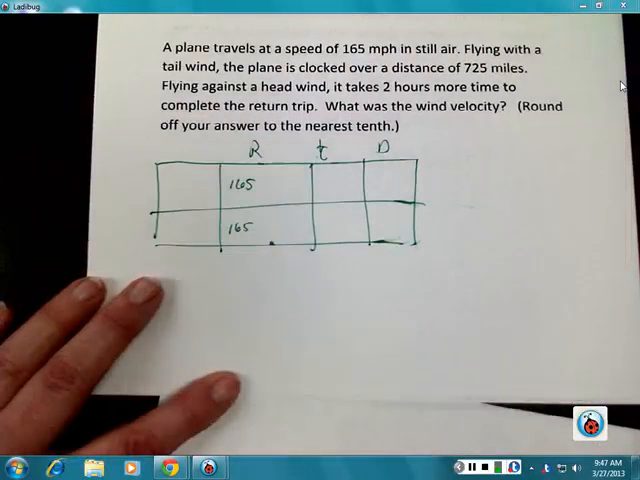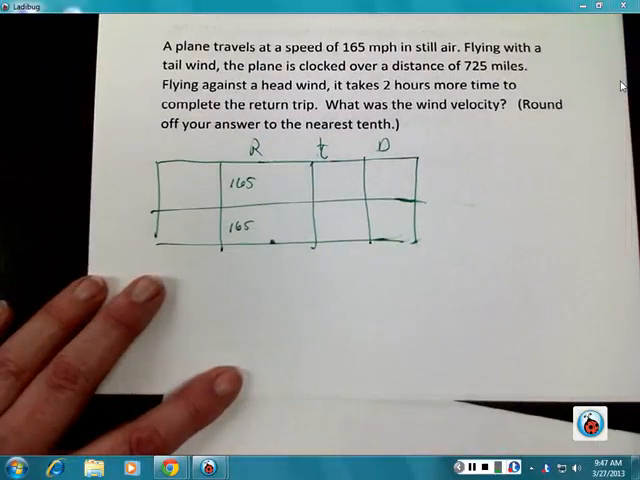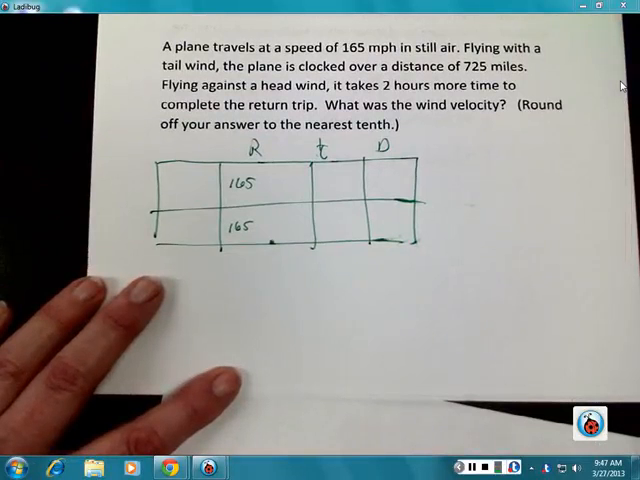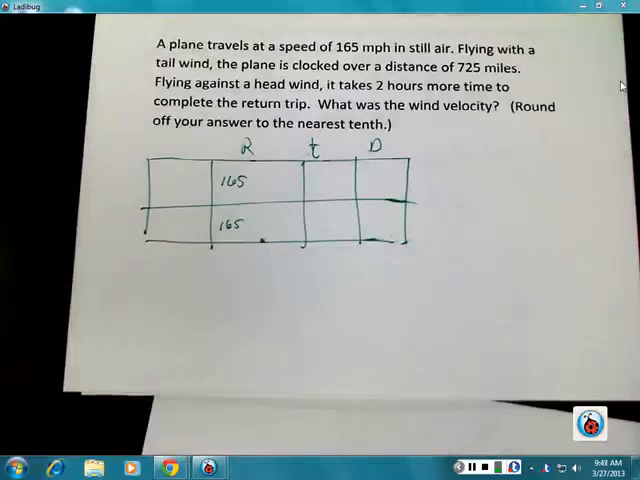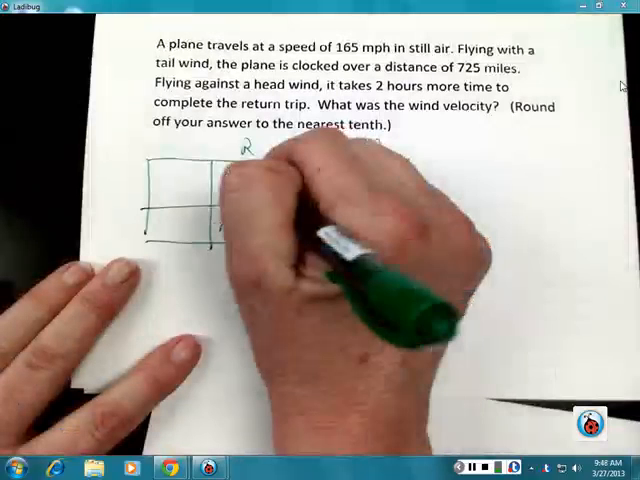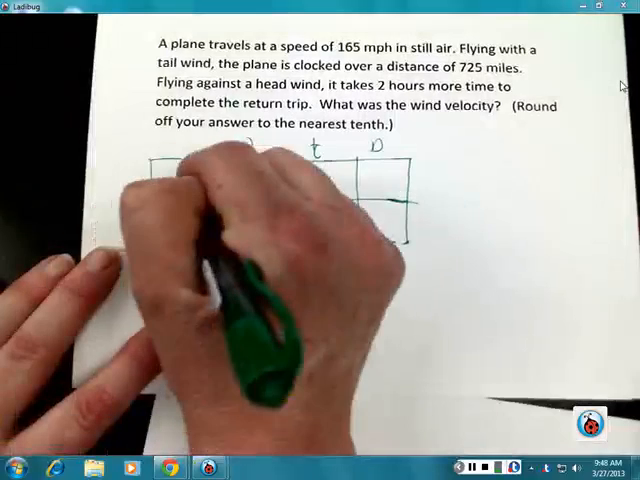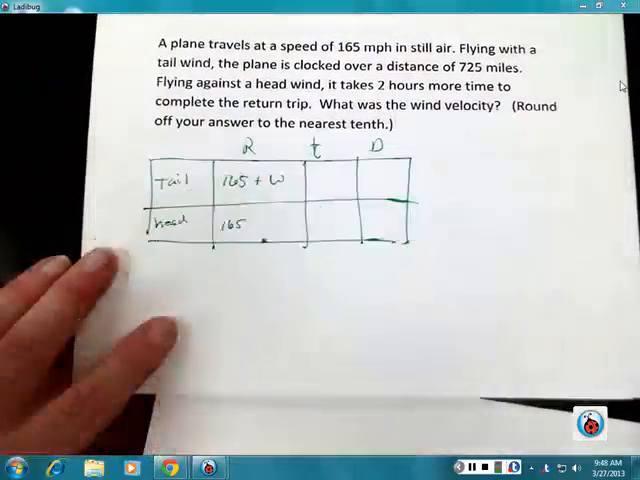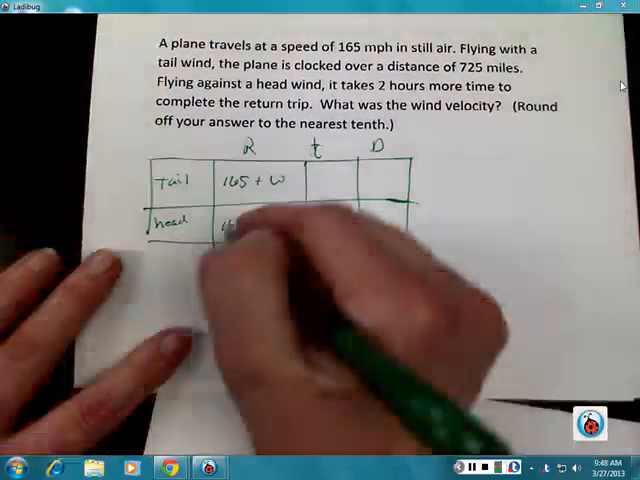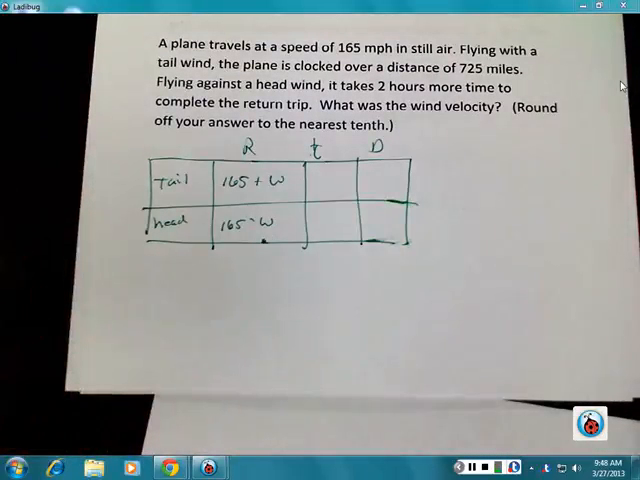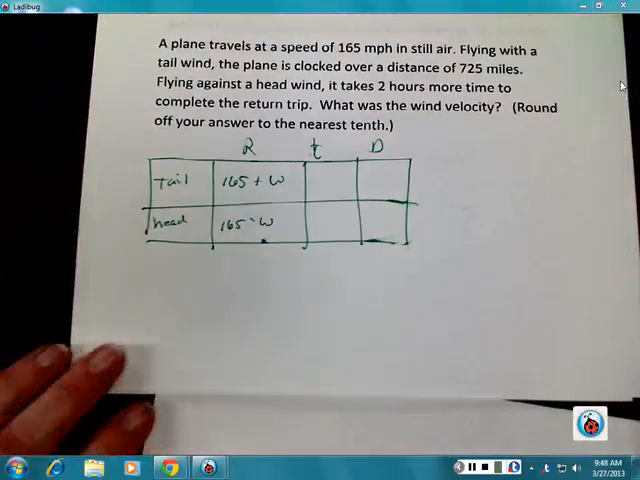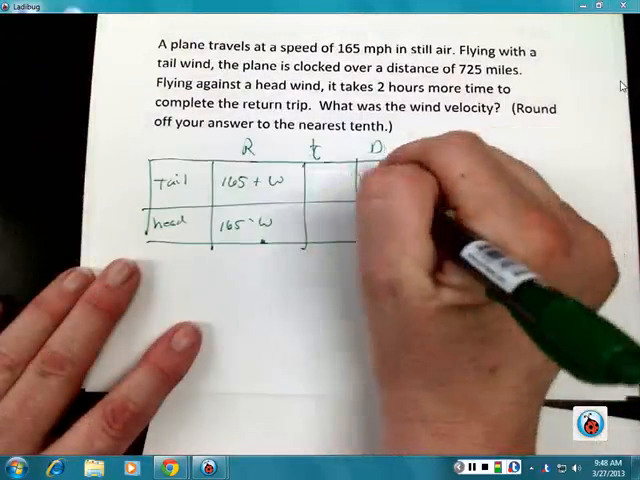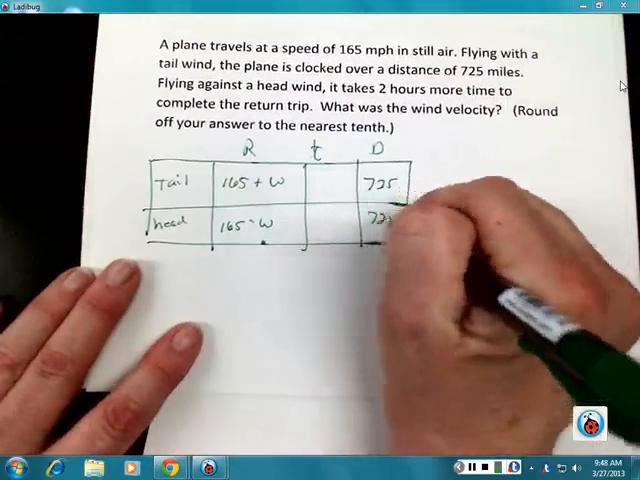If it has a tailwind, what's a tailwind doing? Make it go faster or slower? Actually, a tailwind's pushing the plane and making it go faster. A headwind is going to make it go slower because it's pushing against the plane and making it go backwards. And we know the distance for both of these is 725.